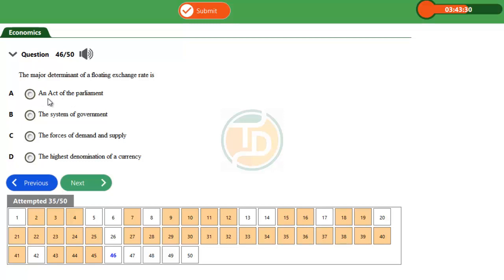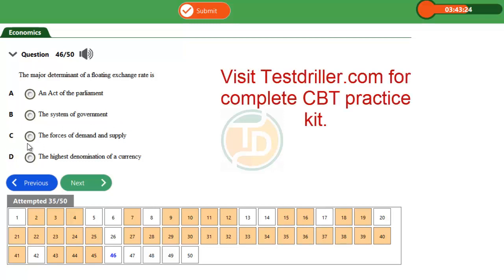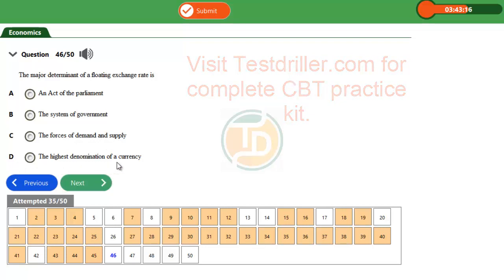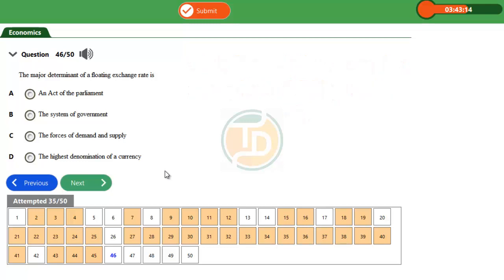Option A, an act of the parliament. Option B, the system of government. Option C, the forces of demand and supply. Option D, the highest denomination of a currency. This question can be related to international trade.